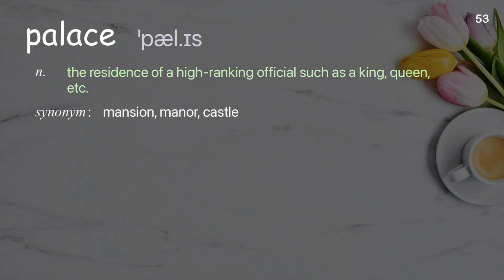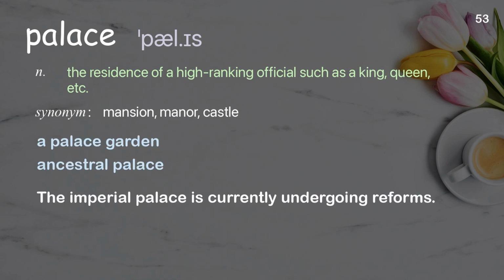Palace. The residence of a high-ranking official, such as a king, queen, etc. Examples: A palace garden. Ancestral palace. The imperial palace is currently undergoing reforms.